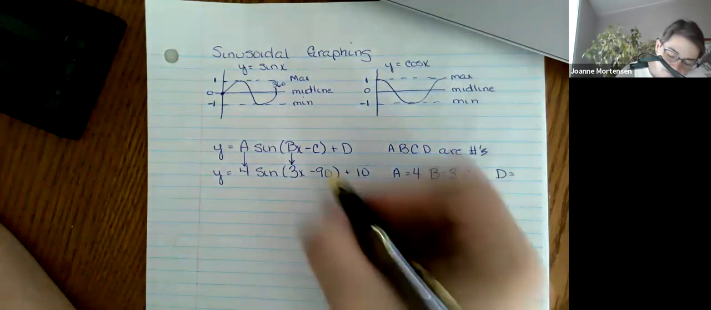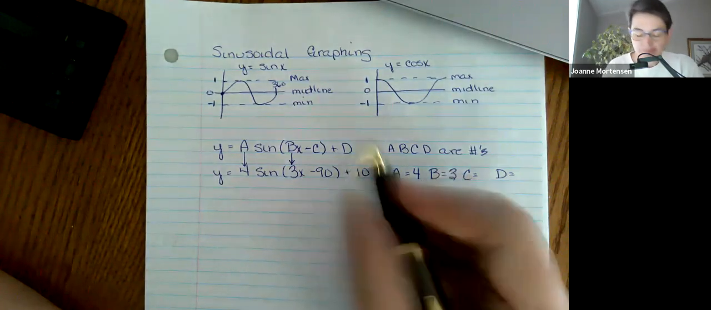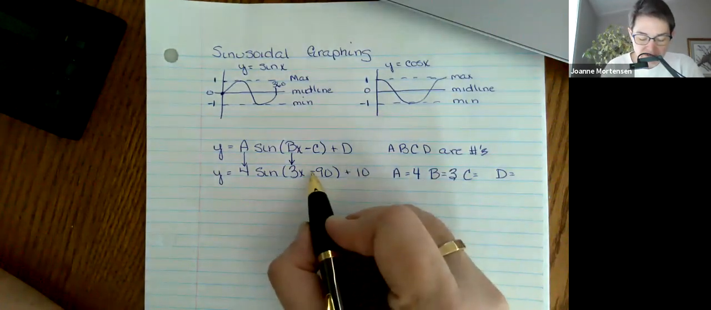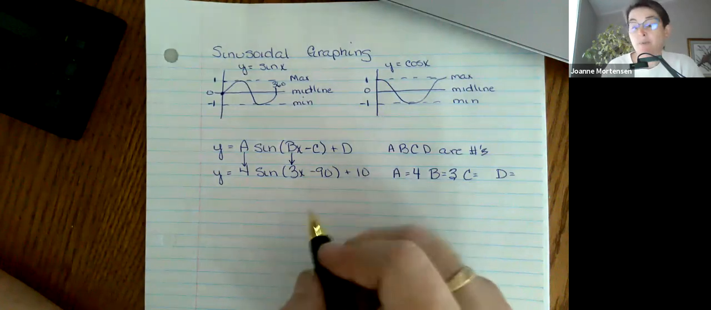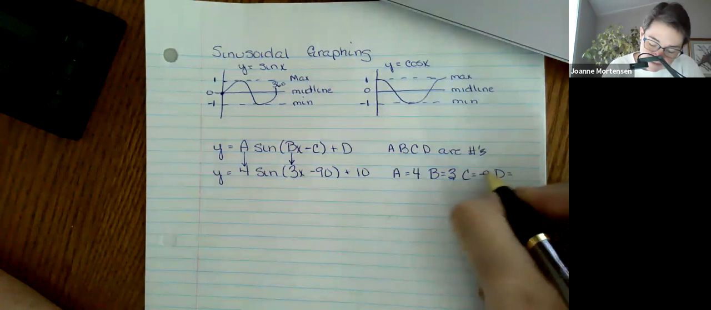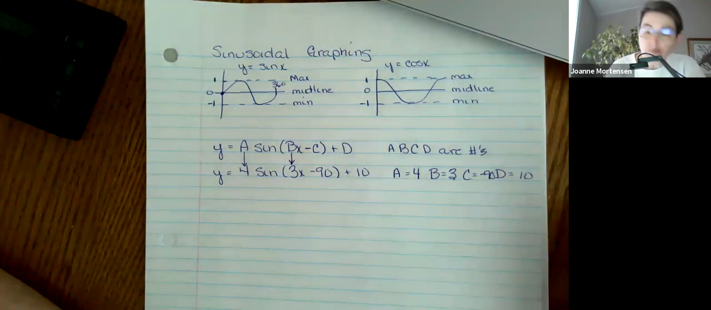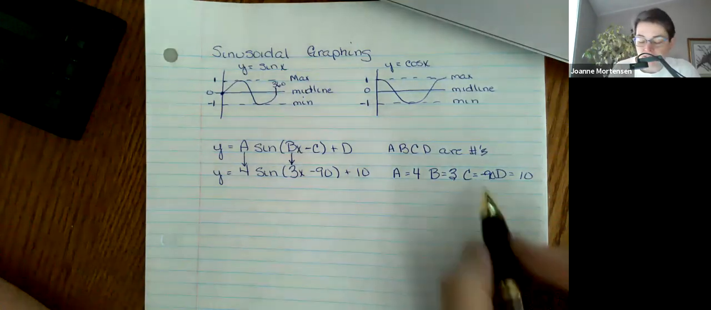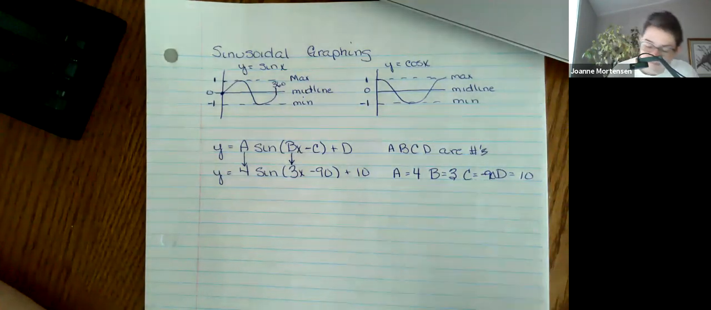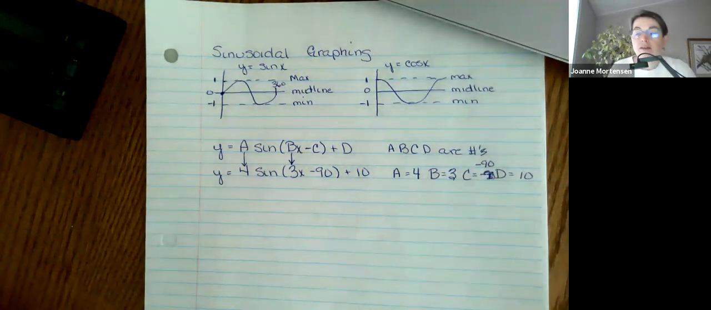And C, it's a long story, but whatever sign is there, we're just going to take it with us. So this is minus 90. I'm going to put minus 90 over here. And D is 10. You can put plus 10 there, but watch for the negatives. Yeah, that looks horrible. Minus 90.